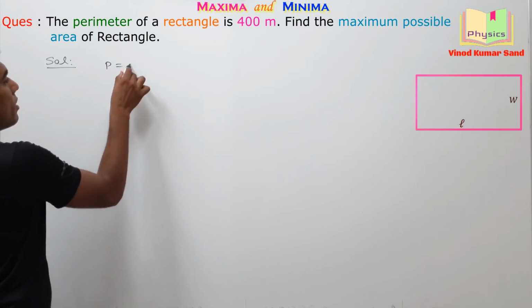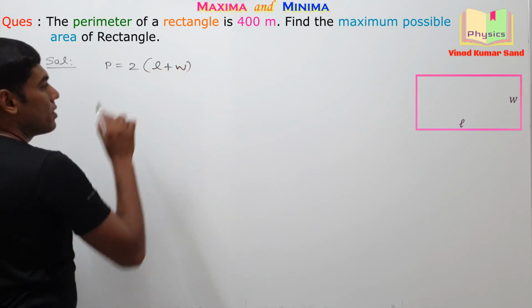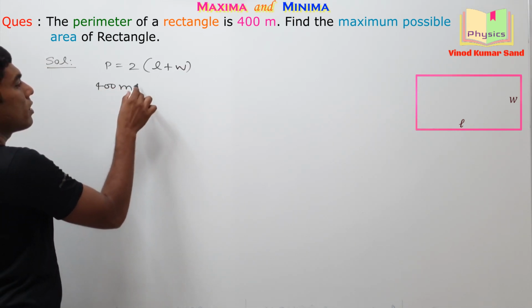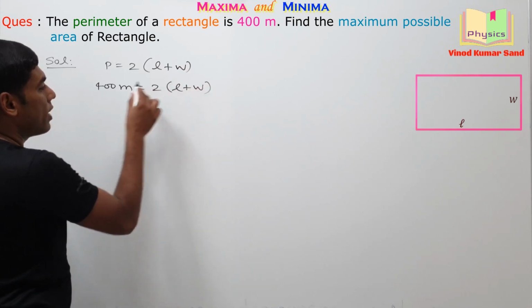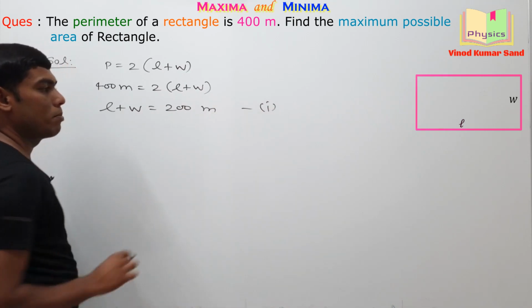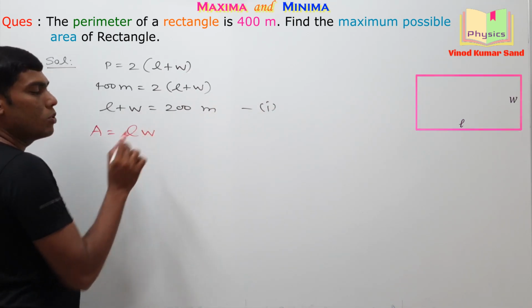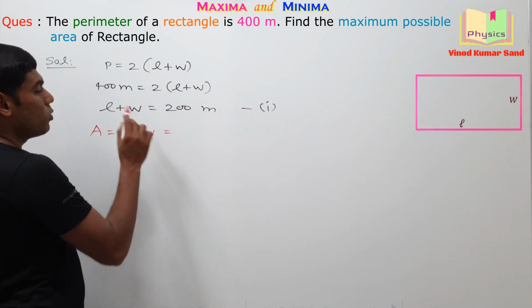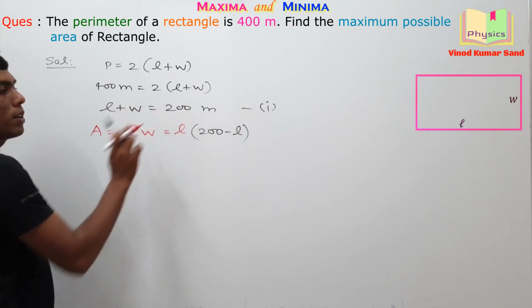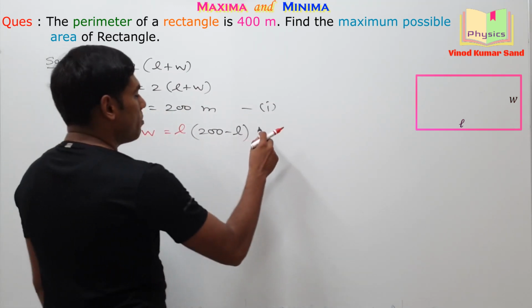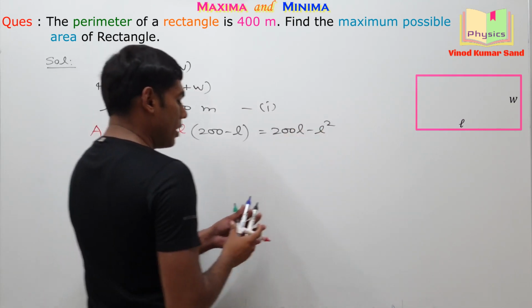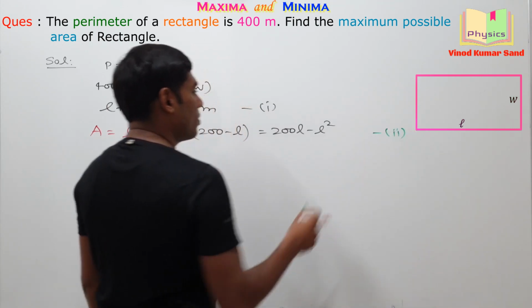The perimeter is always written as twice length plus width. And that perimeter was given as 400 meter. So from here you'll get the value of length plus width is equal to 200 meter. Call it equation number 1. Area is length into width and I'm going to replace the width from equation number 1. What I should write? The width will be 200 minus L. Getting it? Simplifying this, you'll get 200L minus L square and you can name it equation number 2.